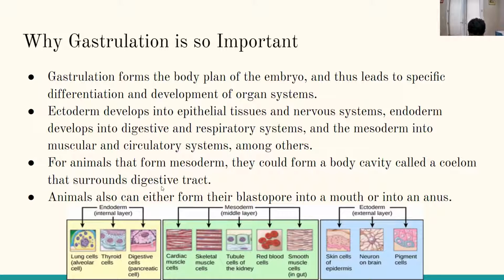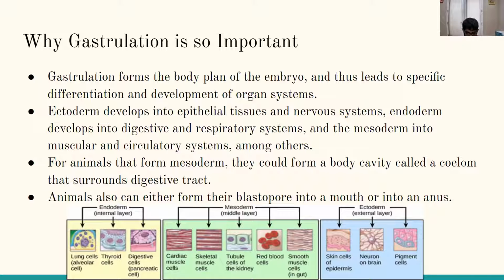And ectoderms normally form into epithelial and nervous systems. And the endoderm develops into the digestive and respiratory systems. And for animals that do have a mesoderm, it develops into muscle and circulatory systems. And mesoderm-forming animals can develop a body cavity, which is called a coelom. And the coelom surrounds the main digestive tract and separates it from other organ systems so that stuff from the other organ systems doesn't just randomly flow into the digestive tract.